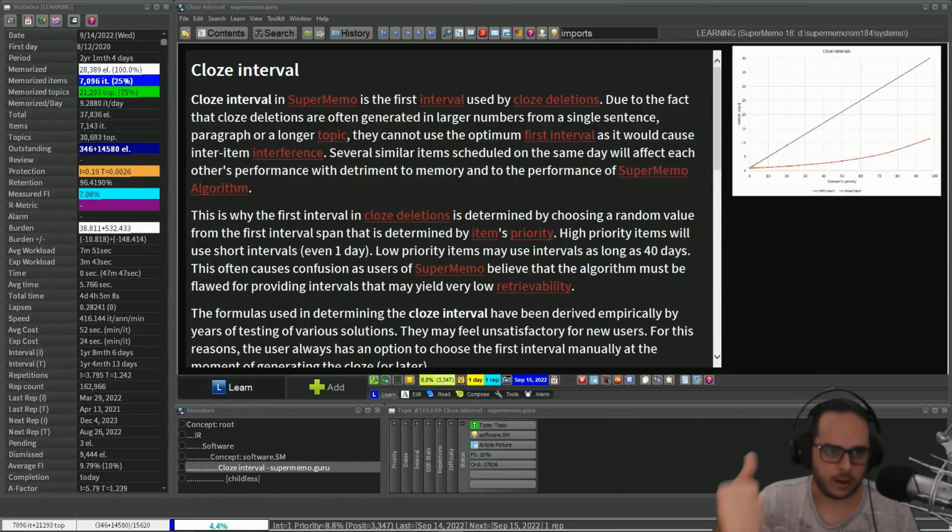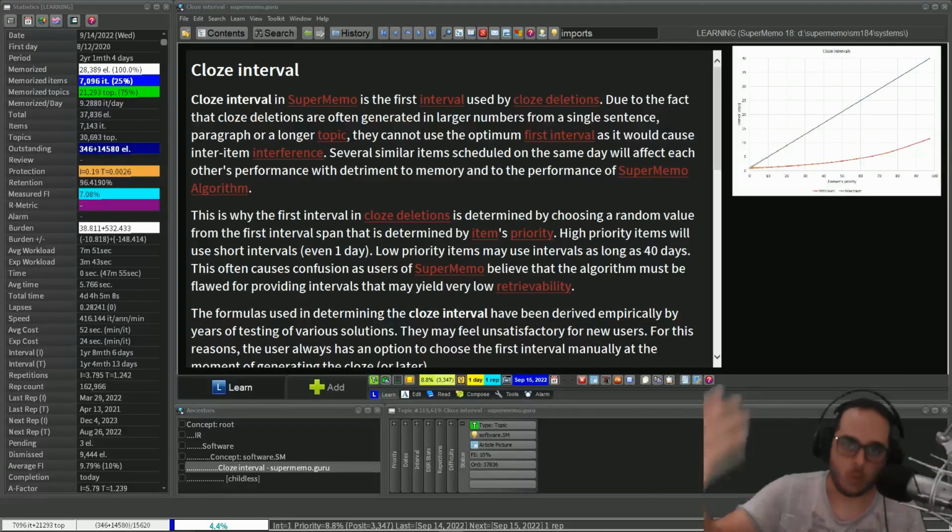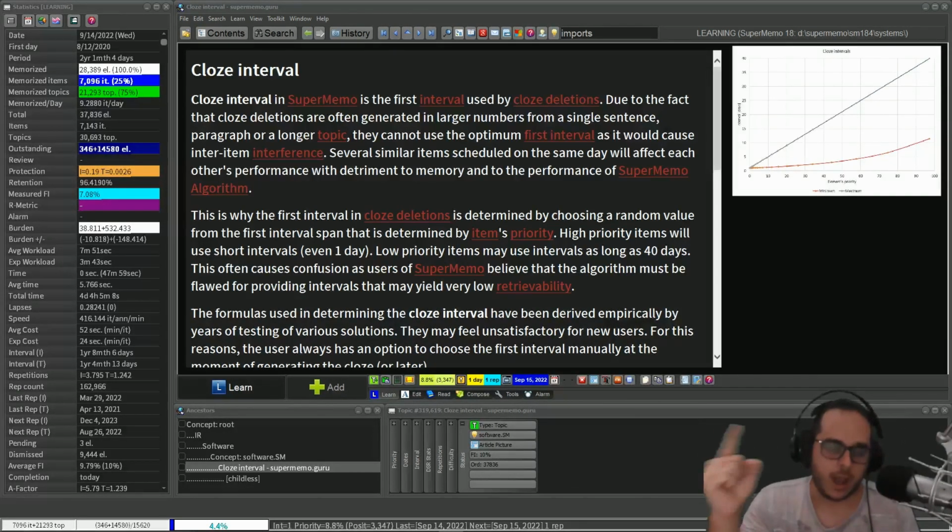Why you should care and what it is. You know that when you make an item using the close deletion on a topic, it creates the item and it sets one first interval. How is this interval calculated? And why you should care? Because I think in some of my videos, it could be almost misleading, and I will explain why.